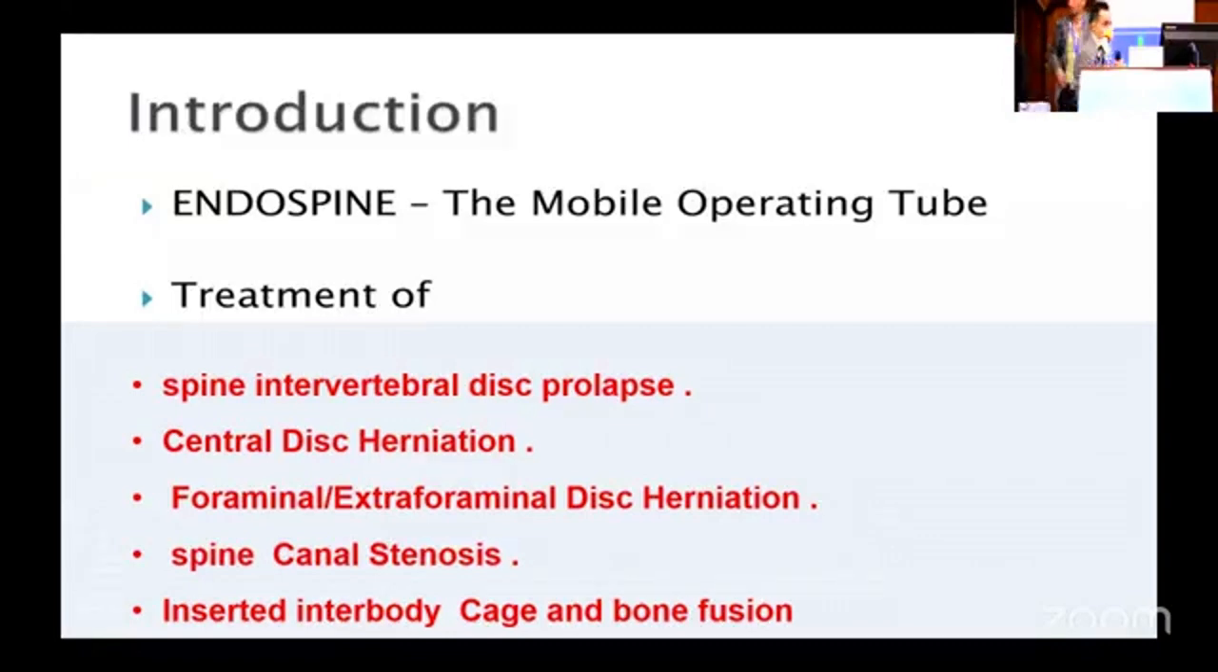The introduction: as we know, the endoscopic spine is about a mobile operating tube. We have to select the case for spine endoscopic, such as intervertebral disc prolapse and central disc herniation, or foramen or extraforamen disc herniation. The most difficult to choose for spine endoscopic is spinal canal stenosis. We also do spine endoscopic insertion of an interbody cage and bone fusion implant.